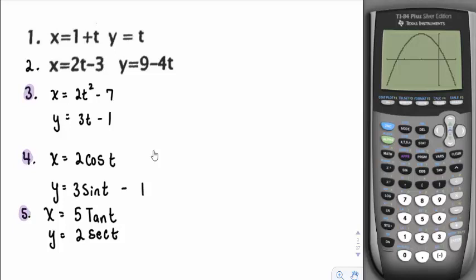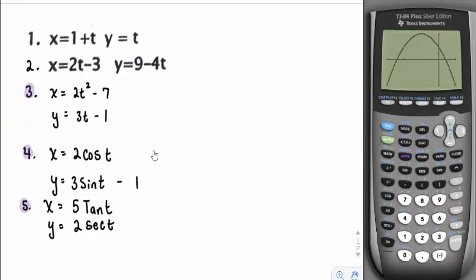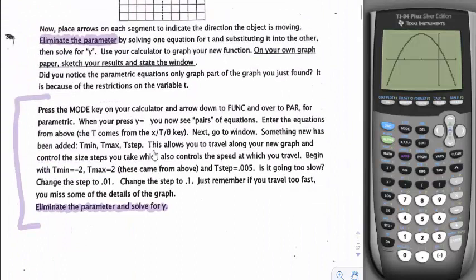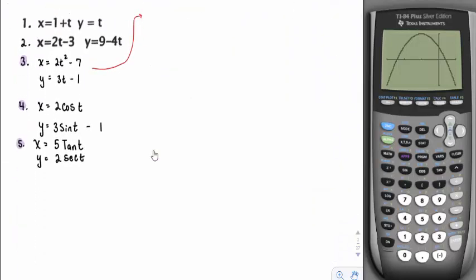And 3 is very similar to what we just did in terms of eliminating the parameter. We're going to do a basic version here where we take one of the equations, and just like I did before, and I have the steps up here, we can eliminate the parameter by solving one equation for t, and that's usually that x equation, and then we're going to substitute it into the other and then solve for y. So that's what we're typically going to do unless we have a trig function.